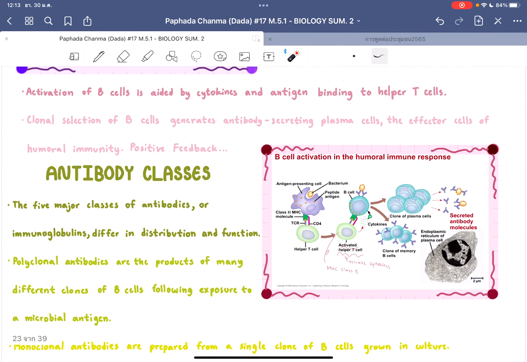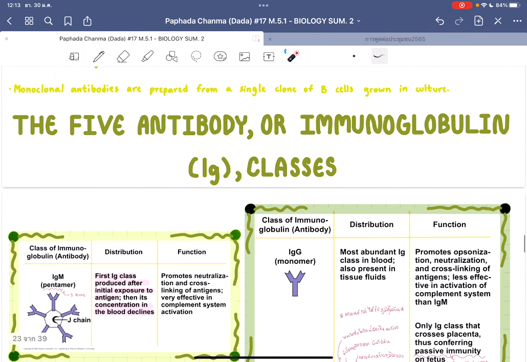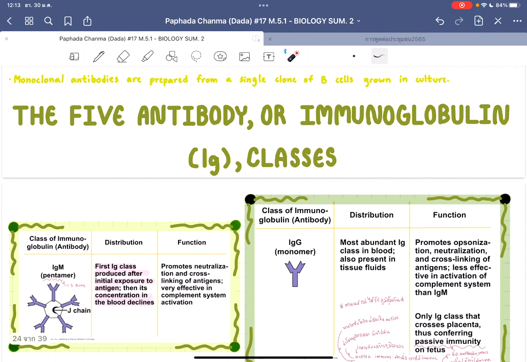Activation of B cells is aided by cytokines and antigens binding to helper T cells. Clonal selection of B cells generates antibody-secreting plasma cells, the effector cells of humoral immunity's positive feedback. Antibody classes: the five major classes of antibodies, or immunoglobulins, differ in distribution and function. Polyclonal antibodies are the products of many different clones of B cells following exposure to a microbial antigen. Monoclonal antibodies are prepared from a single clone of B cells grown in culture.